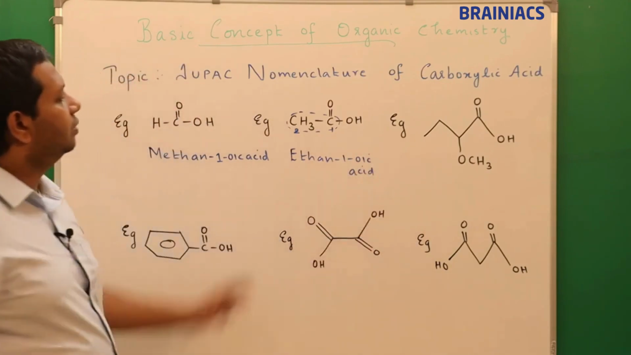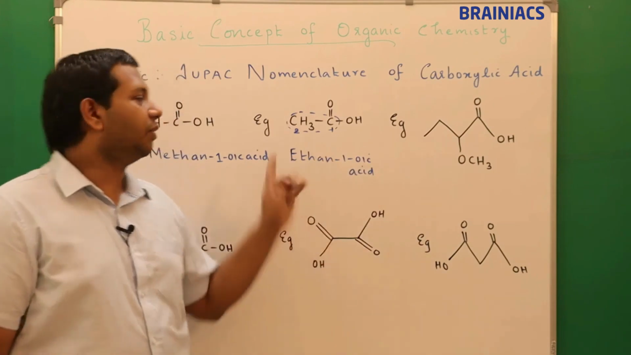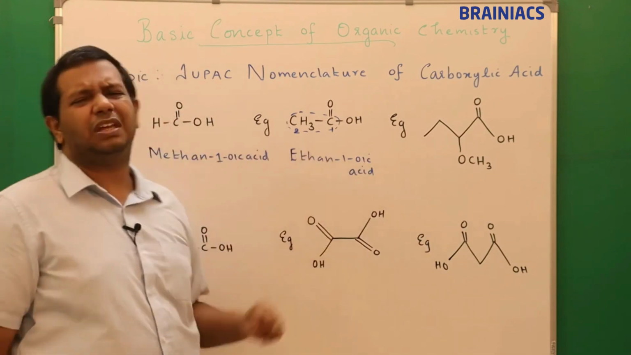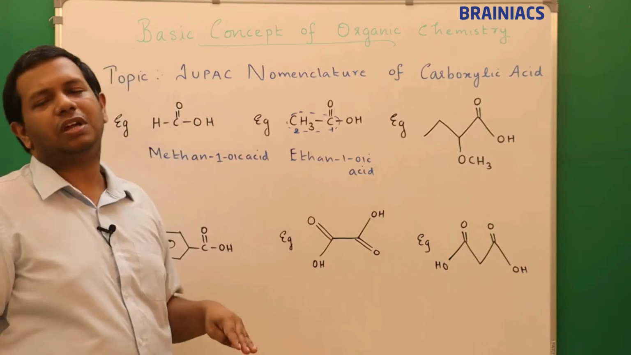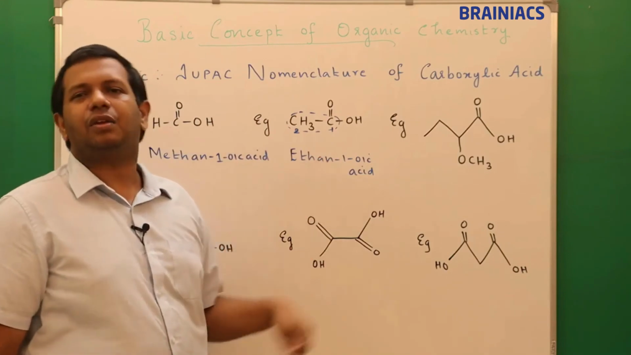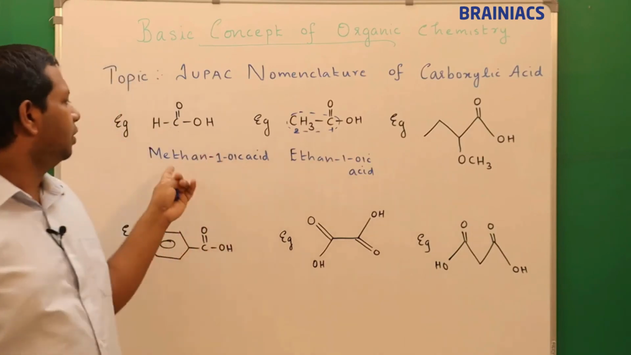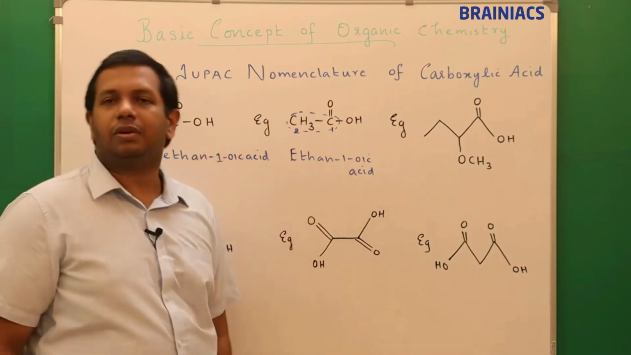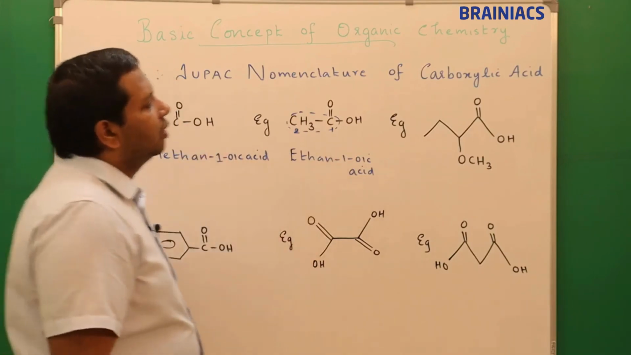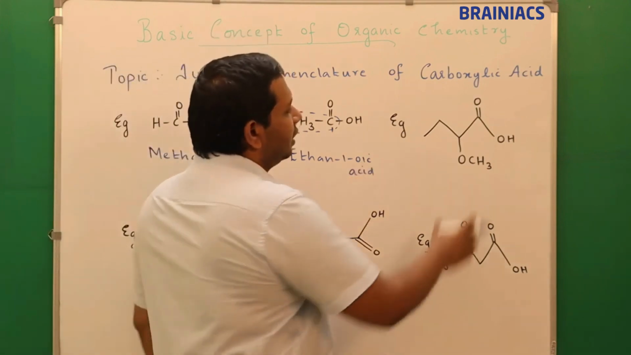So this is also called ethanoic acid. Whenever 1 is there, you don't need to keep it specifically. You can remove that also, but that is the correct way basically. So in exams it depends. You can even remove that one. You can say methanoic acid and this is ethanoic acid. Both are correct.